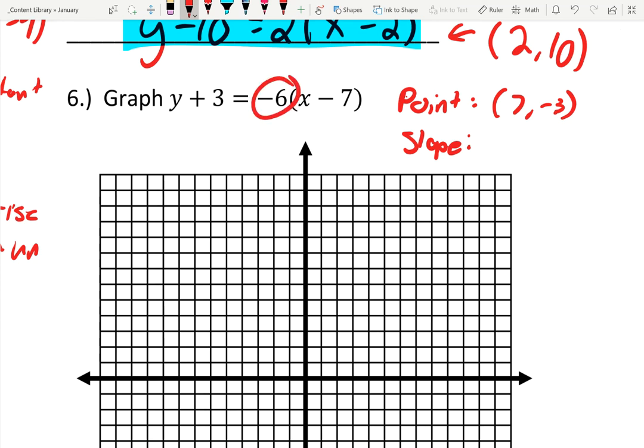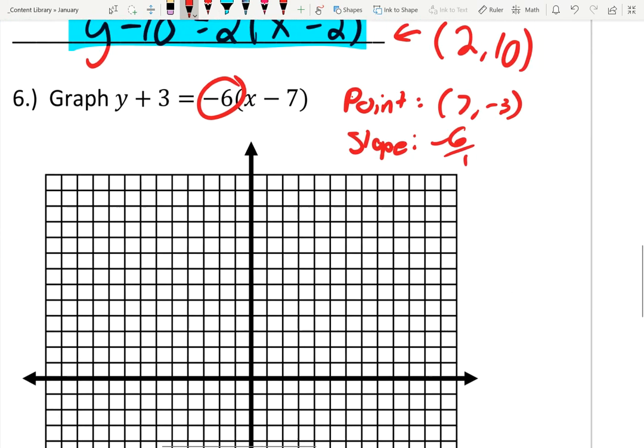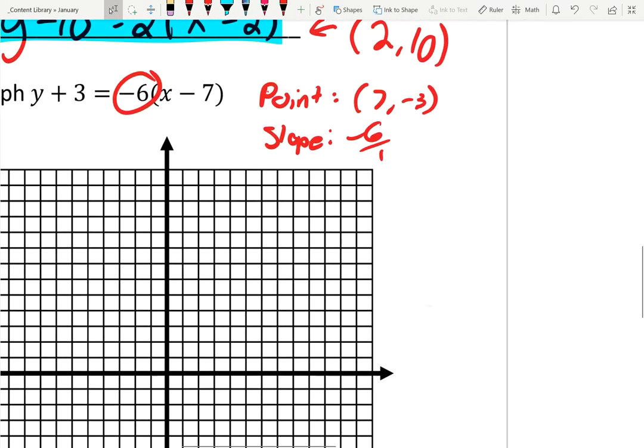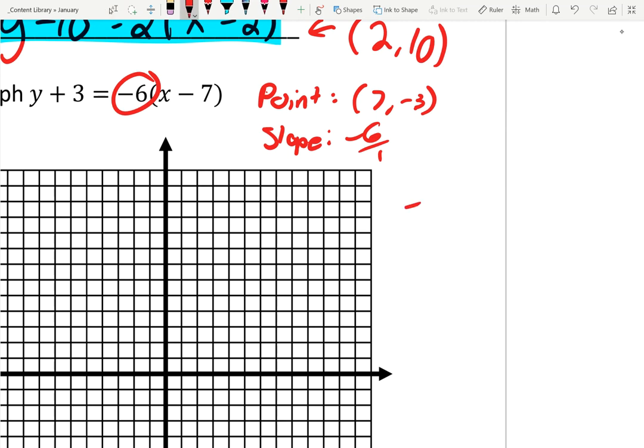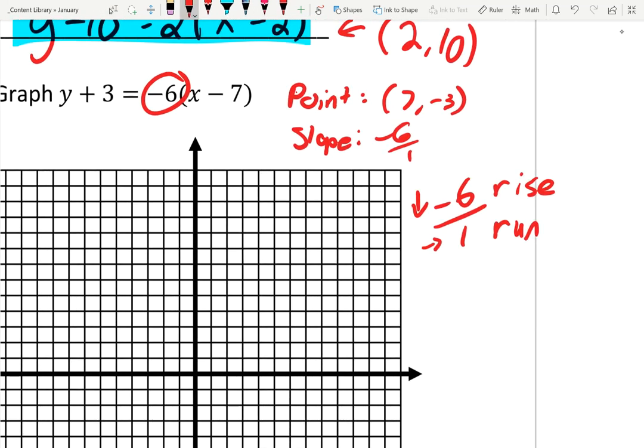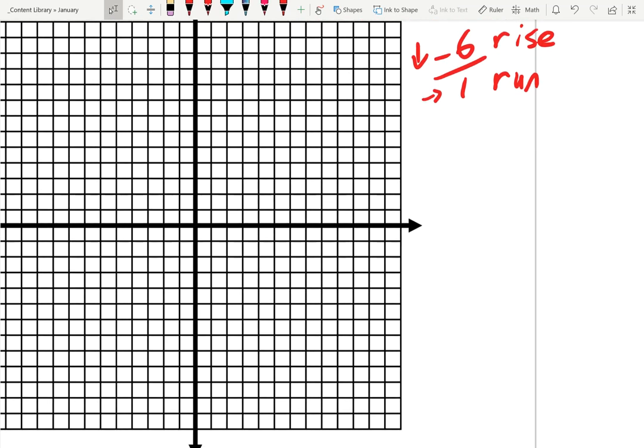Our slope is -6, which we can write as -6/1. I would encourage writing our slope as a fraction, because our slope is like a rise over run. So if it's -6, same thing as -6/1. This is rising -6, which means down 6, and then running +1, which means right 1. So we're going to start at this point that we have here, 7, -3. So we're going to count over to 7, 4, 5, 6, 7, and then down to -3. That's going to be right here.